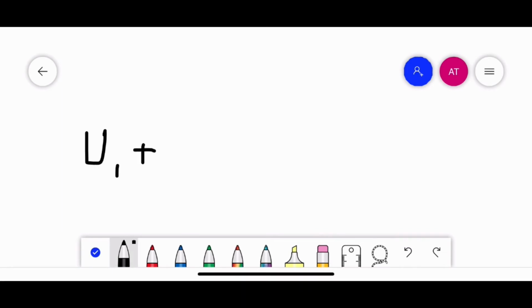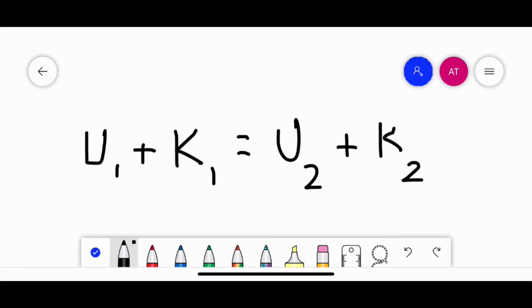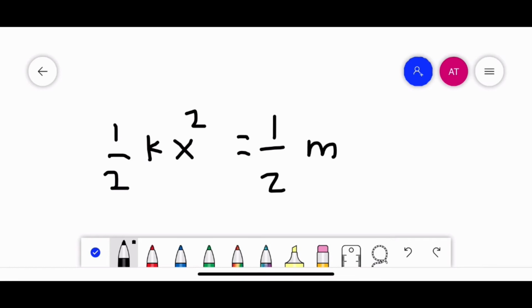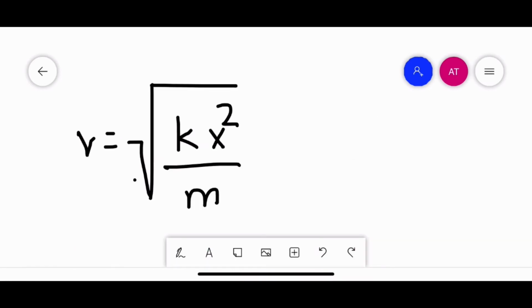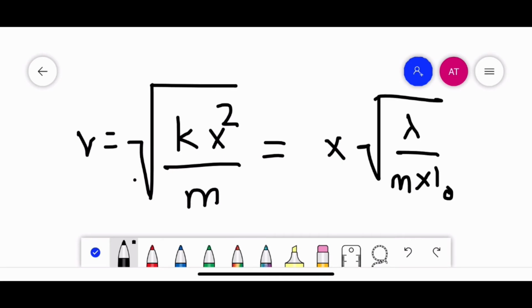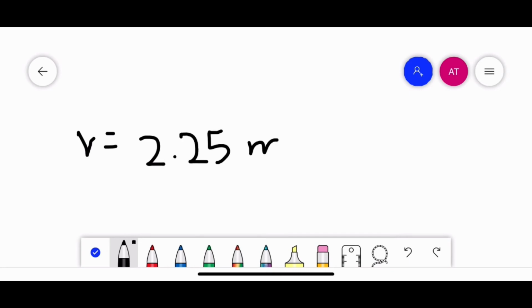So we use the equation U1 plus K1 is equal to U2 plus K2. Now the particle is released from rest, so K1 is equal to 0. And because the string becomes slack, there is no elastic potential energy for U2, so we can cross that one out as well. We get U1 is equal to K2, and if we substitute, we get half kx squared is equal to half mv squared. If we make v the subject of the equation, we get root kx squared over m. We can take the x out, and as we know, k is equal to lambda over L0, so we end up with this equation. We get v to be equal to 2.25 meters per second.